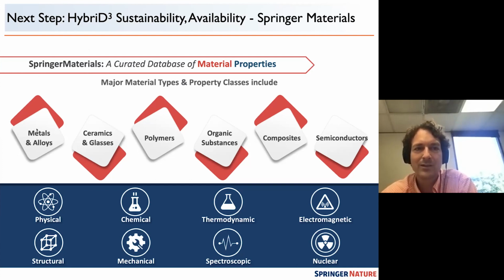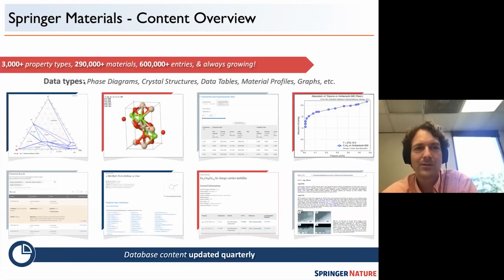And so Springer Materials itself is a very big collection, as you probably know. It has all sorts of property types, all sorts of materials, 600,000 plus entries at this point of phase diagrams, structure, and properties of materials that you can access online.